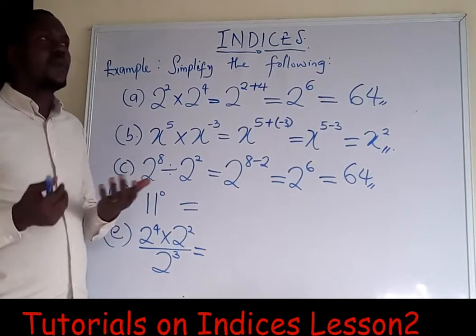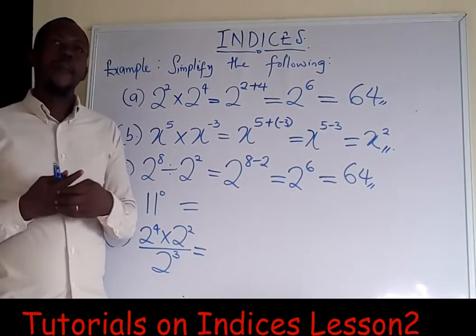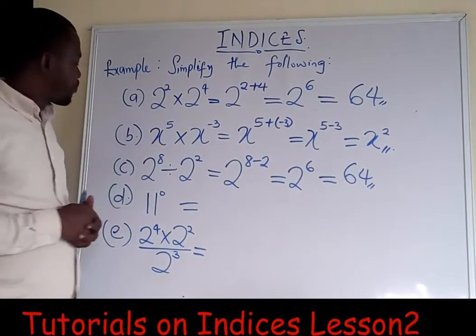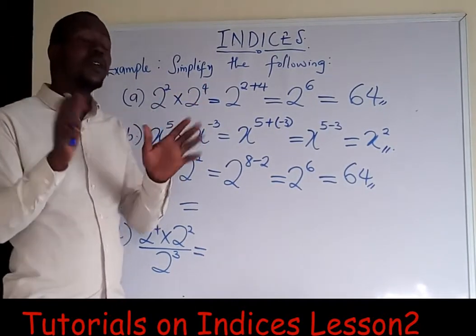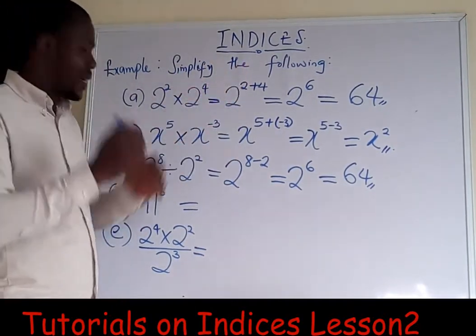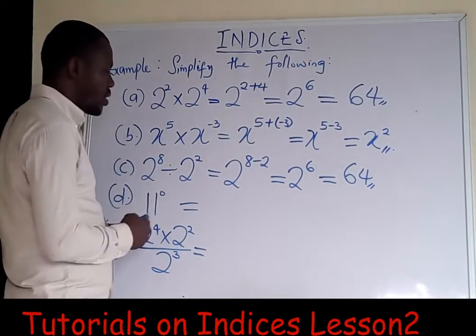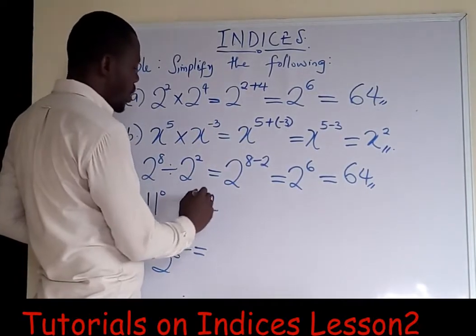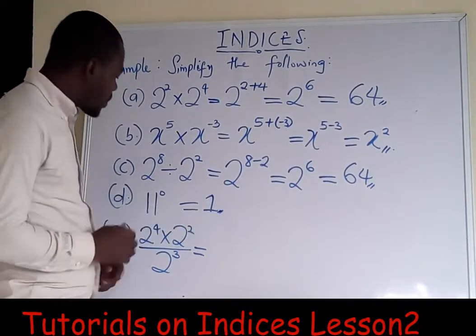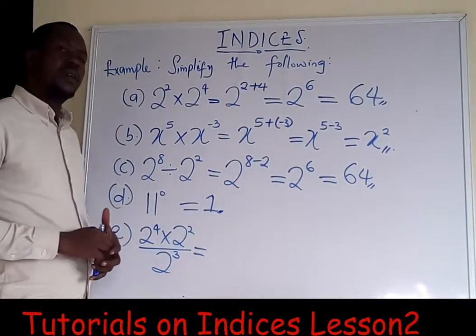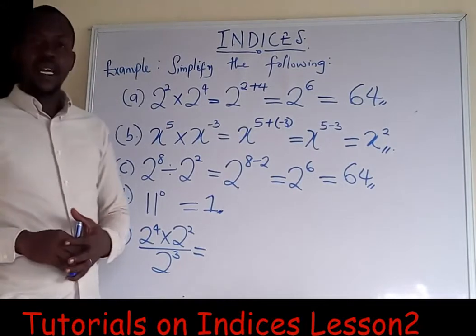Now let us look at the fourth example. Like I said earlier, in one of the laws we were made to know that any number raised to the power 0 is 1. So 11 raised to the power 0 is just 1. We don't need to labor much on that. Now let us look at the fifth example.